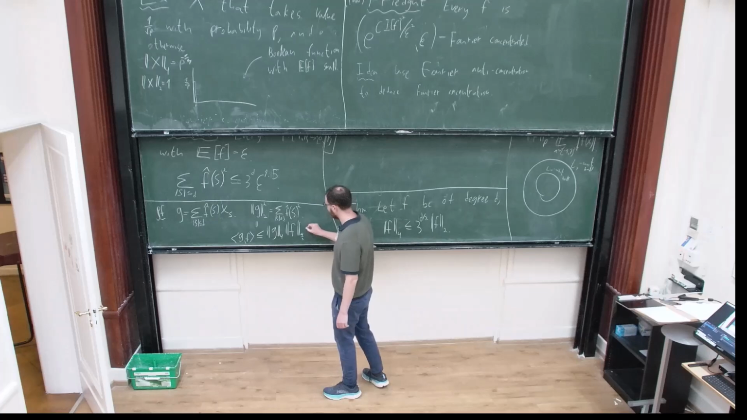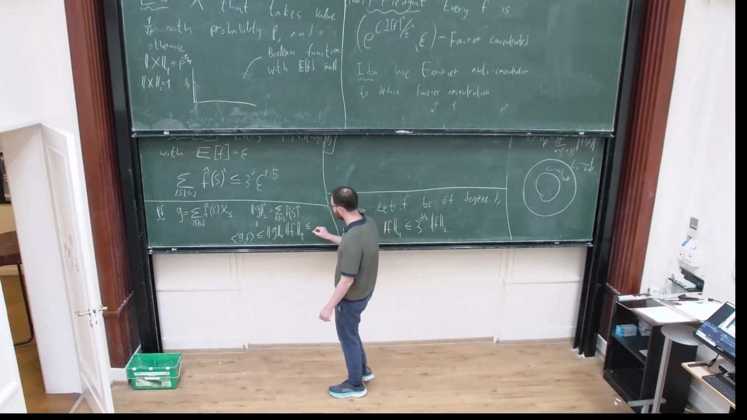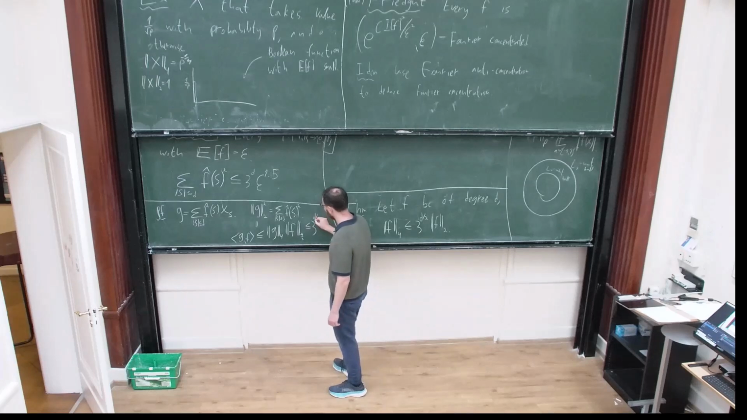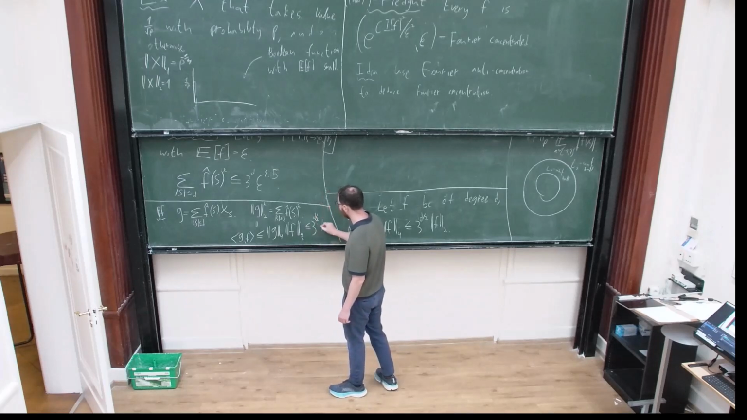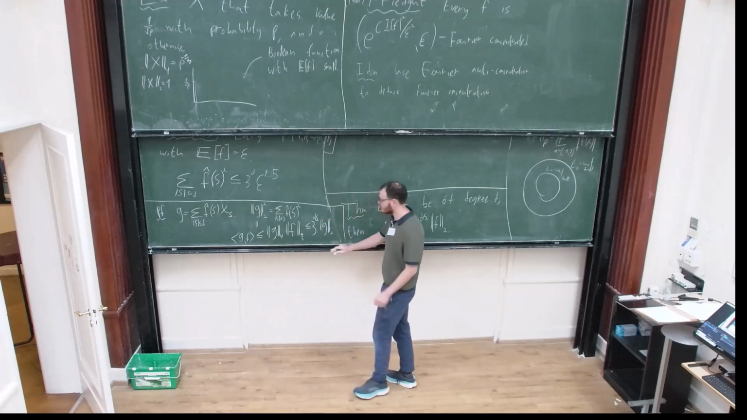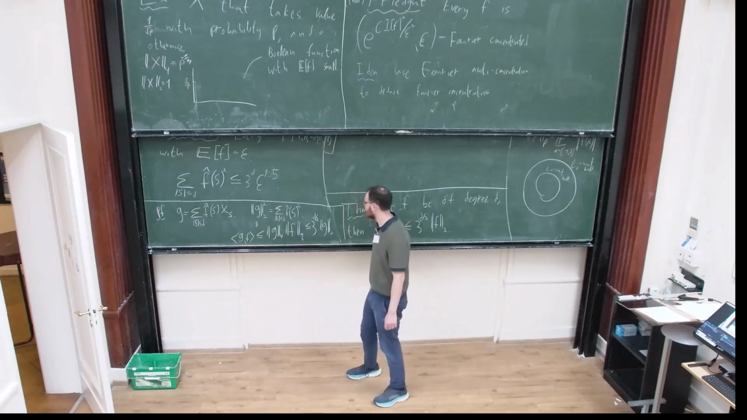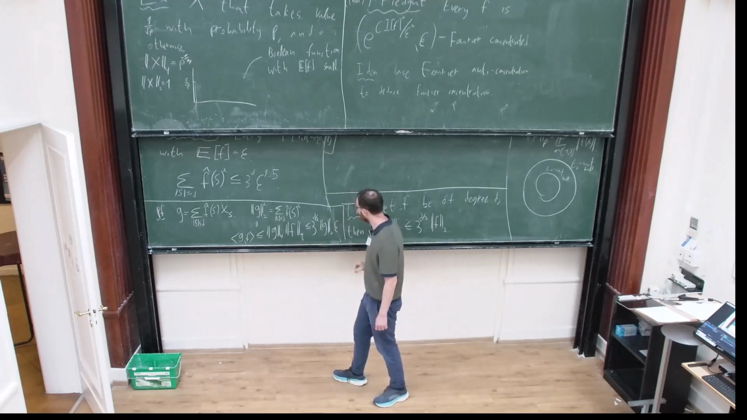And now we can say that this is at most 3 to the d over 2 times the 2 norm of g. And since f is Boolean, it only takes the values 1 and 0, so we can say exactly what this thing here is. This is epsilon to the 3 over 4.